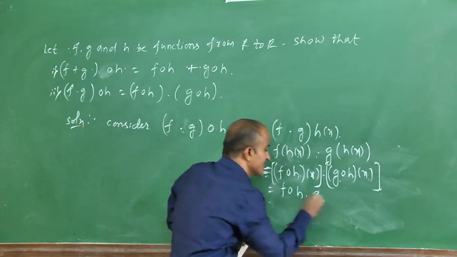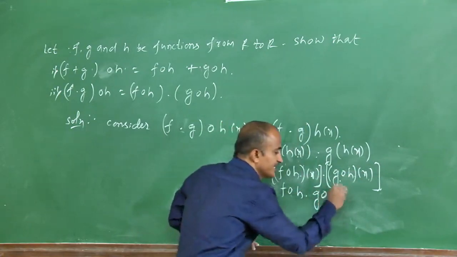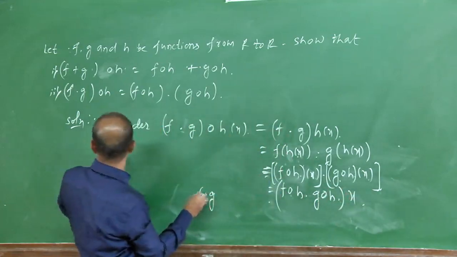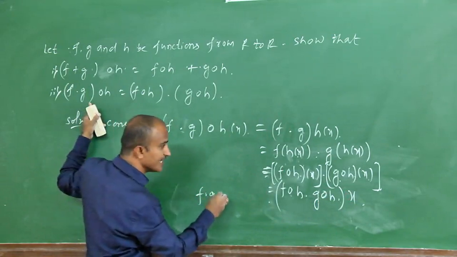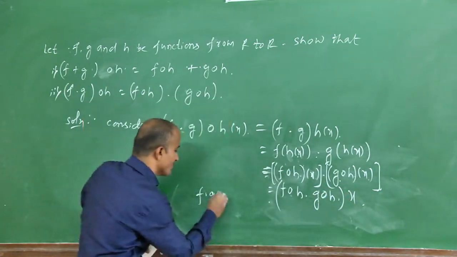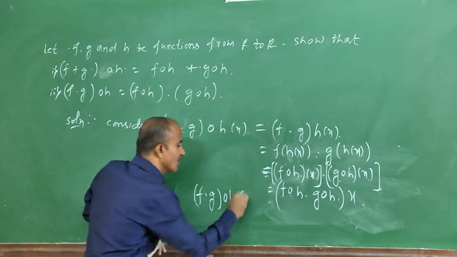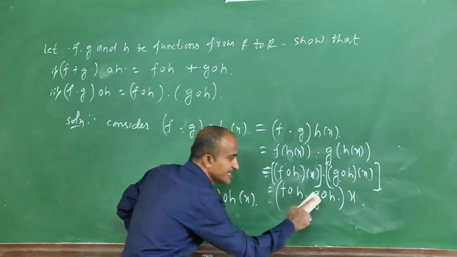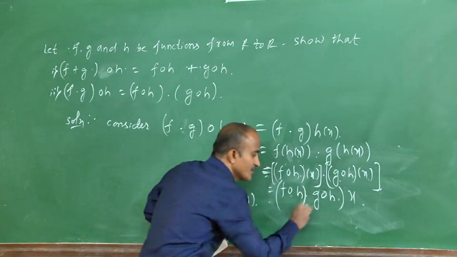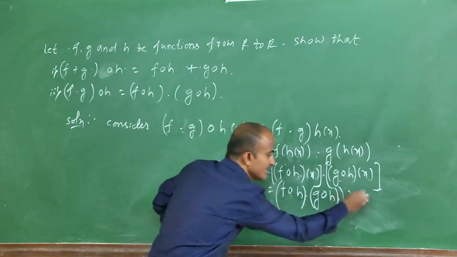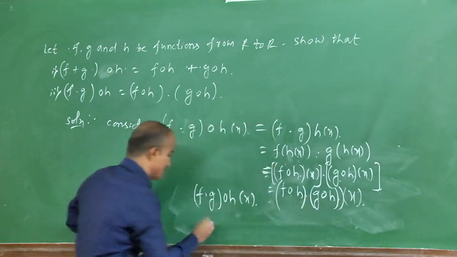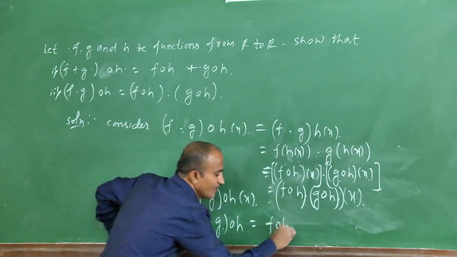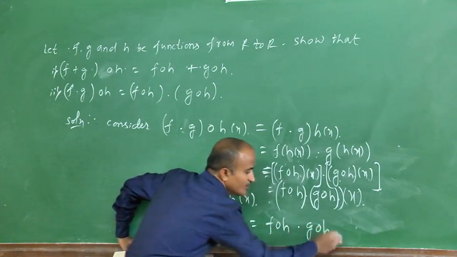From there, if you take (f·g) composition h of x, then here it is f into g, f into g composition h of x equals (f composition h) into (g composition h) of x, and that x gets cancelled. We have (f·g) composition h equals (f composition h) into (g composition h).